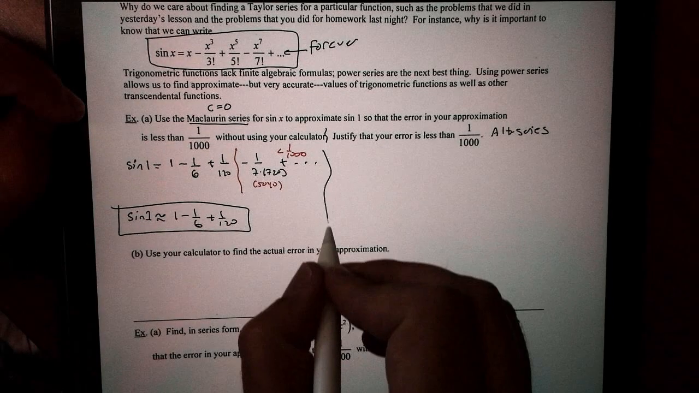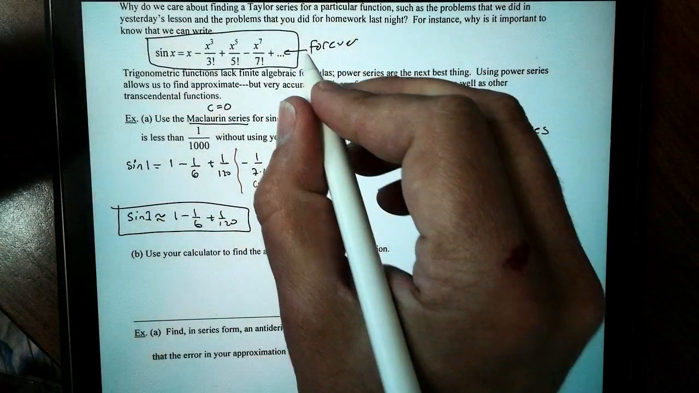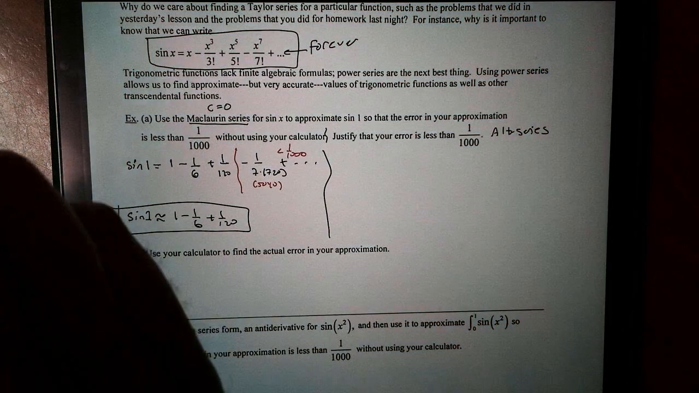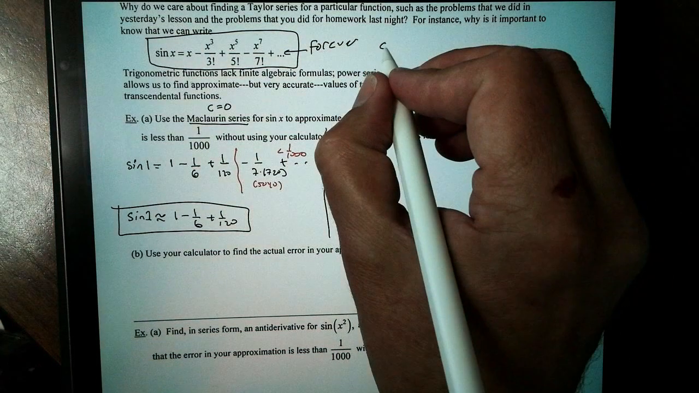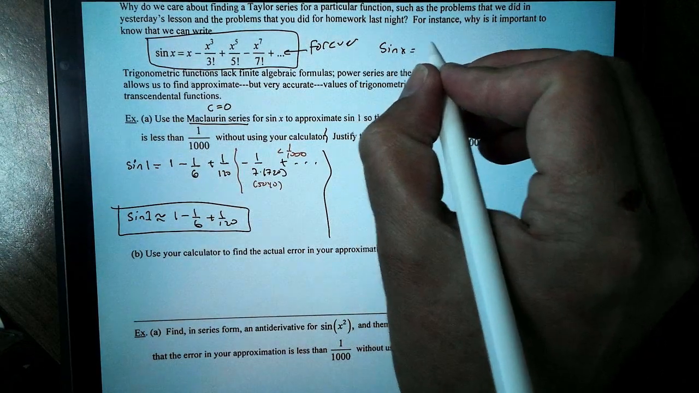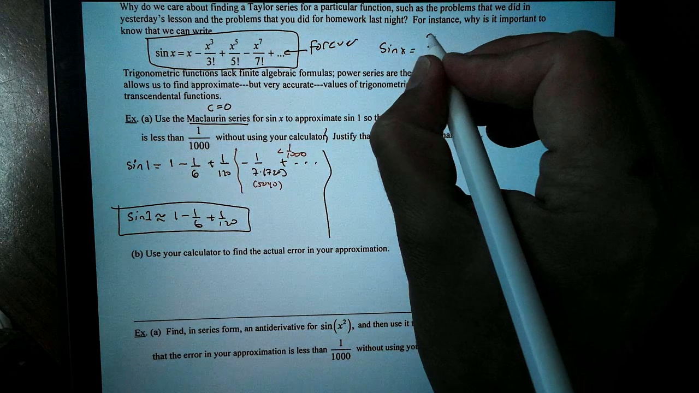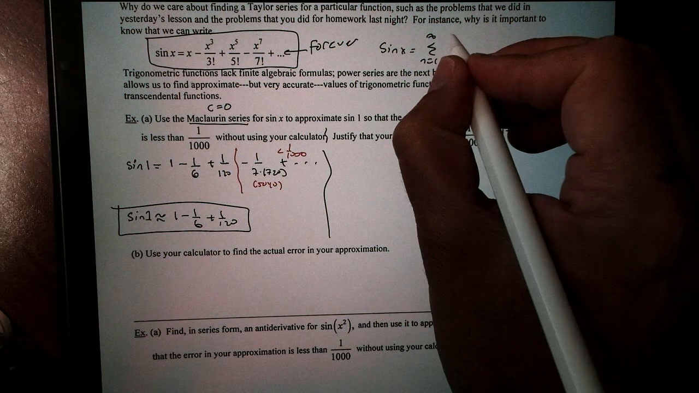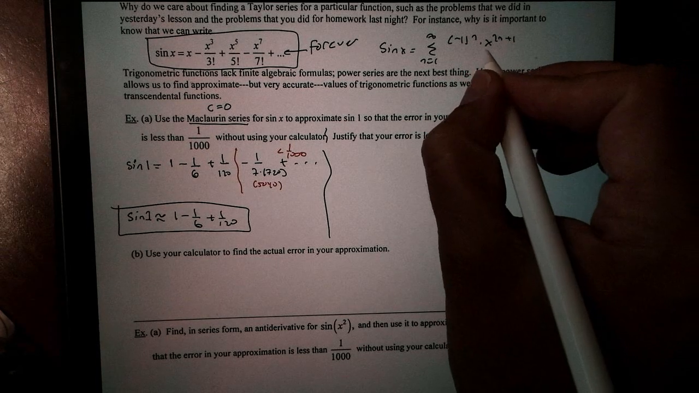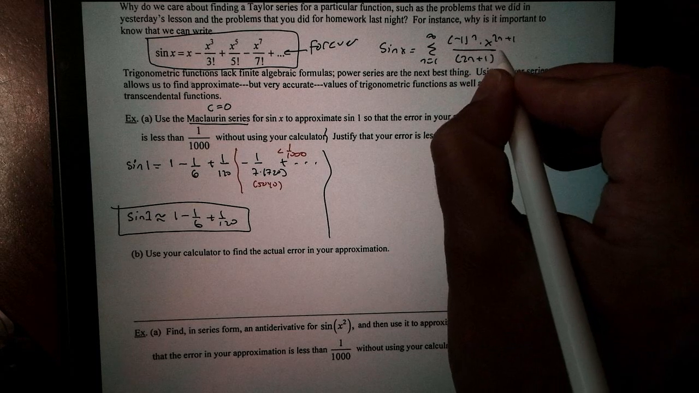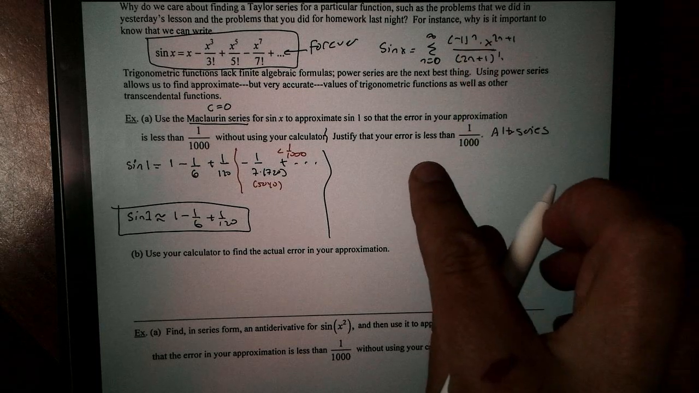Now, the next part says, how do I know that my error is less than 1 over 1,000? Well, recall, sine is an alternating series. If you remember, sine of x as an alternating series could be written as the sum from n equals 0 to infinity of negative 1 to the n times x to the 2n plus 1 over 2n plus 1 factorial. I think this should start at 0. So this is an alternating series, and that's what we're going to use our remainder for.